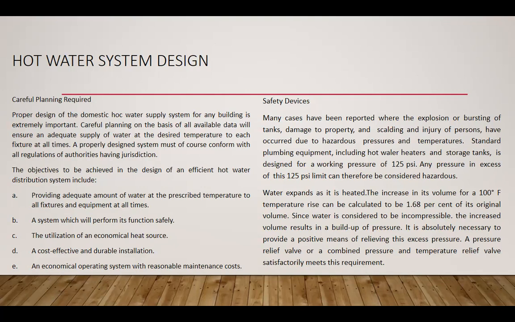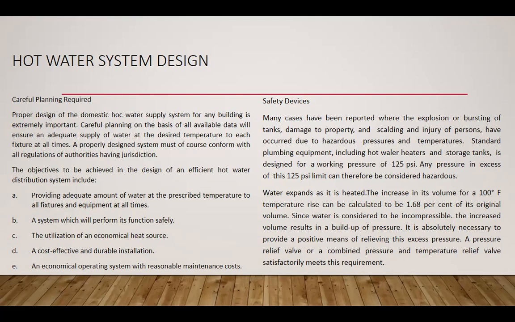The objectives to achieve in the design of an efficient hot water distribution system include: A. Providing adequate amount of water at the prescribed temperature to all fixtures and equipment at all times. B. A system which will perform its function safely. C. The utilization of an economical heat source. D. A cost-effective and durable installation. E. An economical operating system with reasonable maintenance costs.